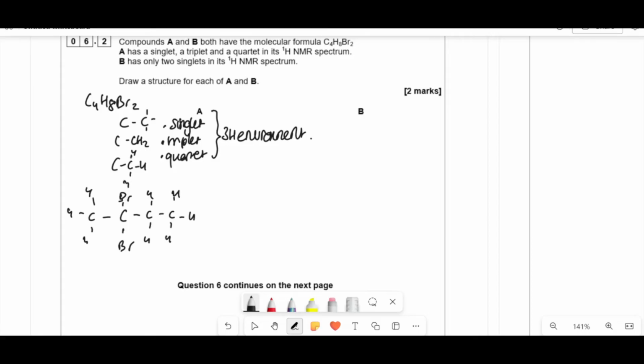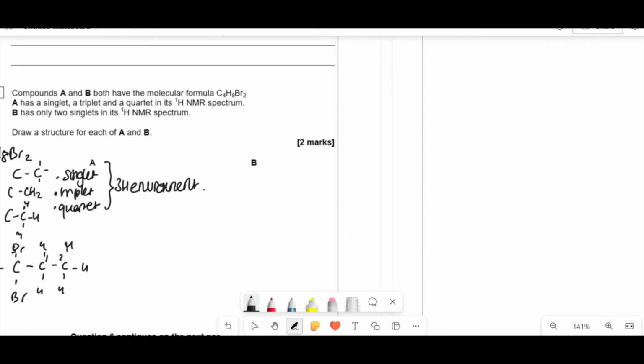If it adds up. So it says here we've got 3 environments. 1, 2, 3. There you go. This one would be a singlet because it's next to something with no hydrogens on it. This carbon has no hydrogens on it, right? This one would be a triplet because this one doesn't have any hydrogens, but over here we've got 3. Sorry, not a triplet. This would be a quartet, sorry. And this one would be a triplet because that has 2. So this is what A would be.